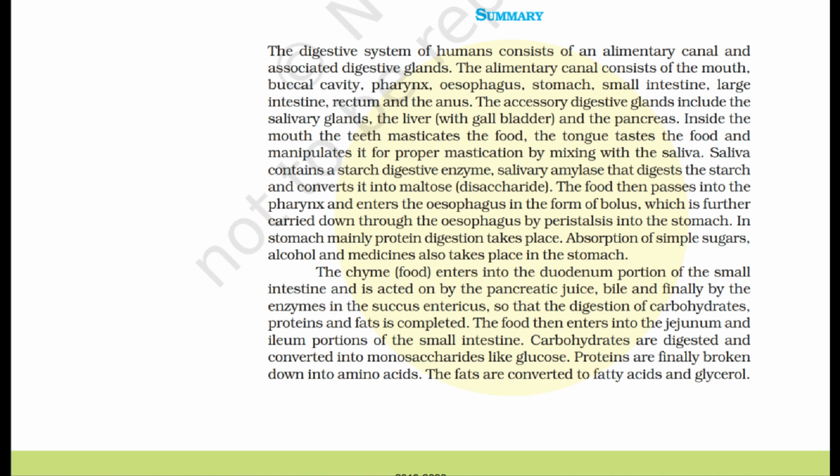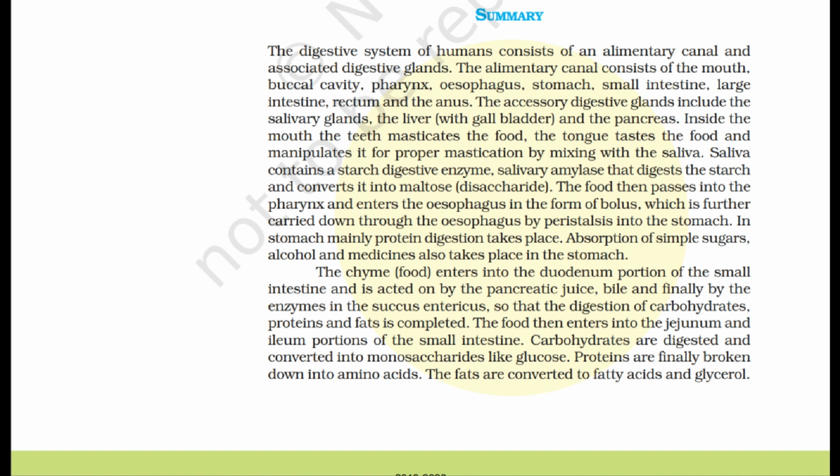In the stomach, mainly protein digestion takes place. Absorption of simple sugars, alcohol, and medicines also takes place in the stomach. The chyme, food, enters into the duodenum portion of the small intestine and is acted on by the pancreatic juice, bile, and finally by the enzymes in the succus entericus, so that the digestion of carbohydrates, proteins, and fats is completed. The food then enters into the jejunum and ileum portions of the small intestine.